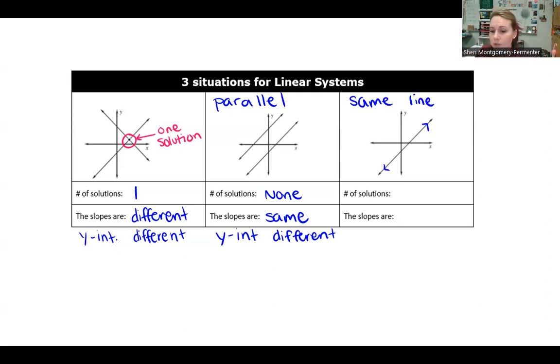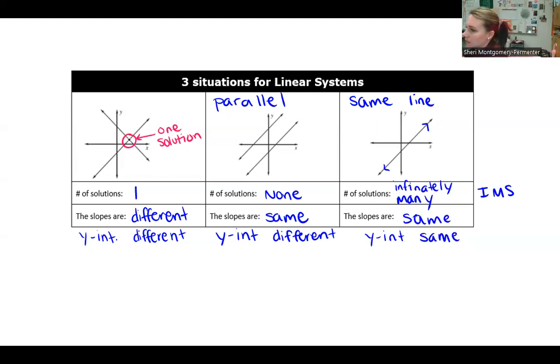along the line. So the number of solutions for this one, we write it as infinitely many. And we can shorten that to IMS, infinitely many solutions. When you have the same line, they cross everywhere and there are infinitely many solutions. So for this one, you have the same slope and the same y-intercept. Everything is the same. They cross everywhere.